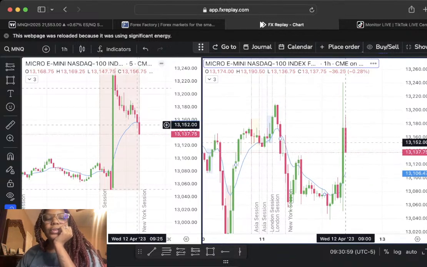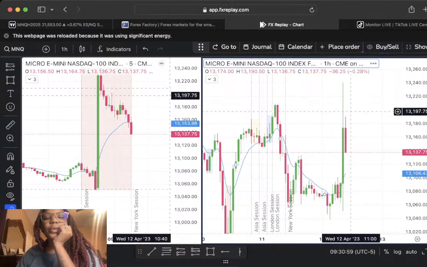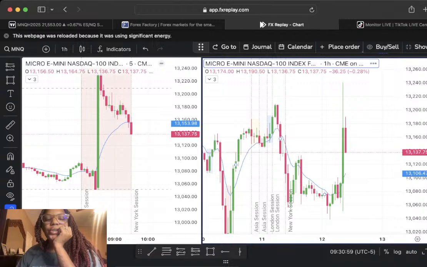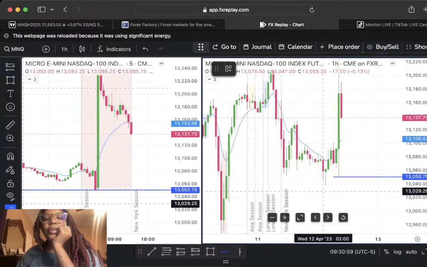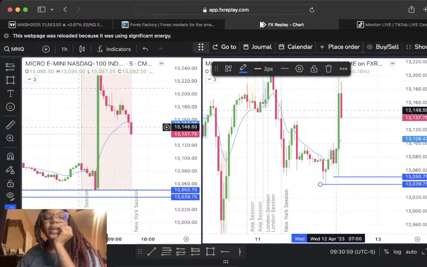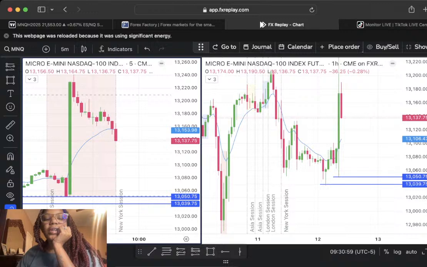Did I go to the next New York session? I did. Okay, well, we swept this liquidity on the 1 hour. So it looks like we want to go down here. However, we're in this gigantic 5-minute fair value gap, like we want to go higher. So let's just see. Let's play this candle out.